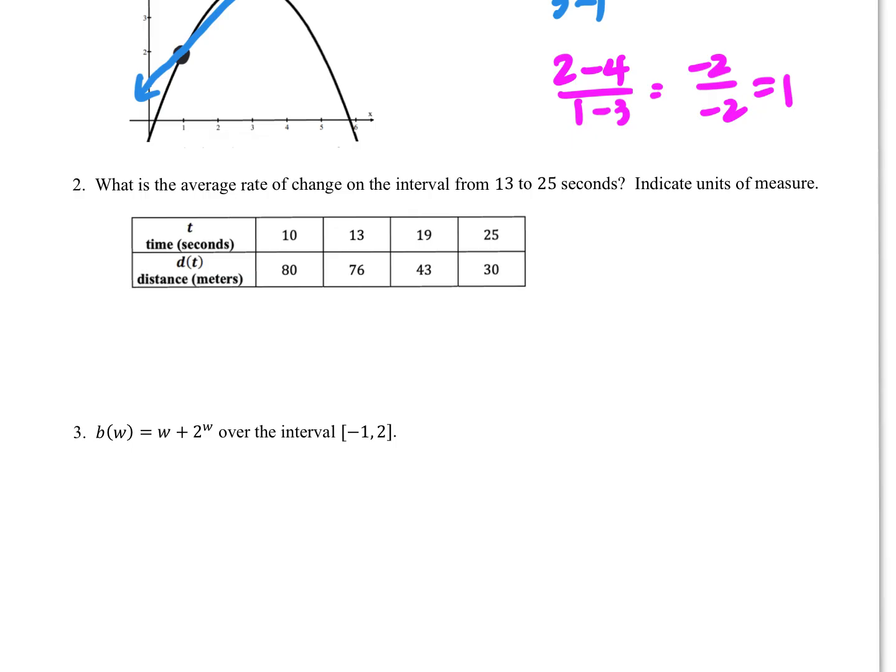What if I give it to you in the form of a table? What's the average rate of change from, notice what they said, from 13 to 25 seconds. Well, here's 13 seconds, so 76 meters is its y value or its output, and 25 seconds has a distance of 30 meters. So who could give me my slope on that one? What minus what over what minus what? You got it. Which y do you want to do first? 76. Love it. 76 minus 30. I would do that too. Did you do that because it was going to be positive?